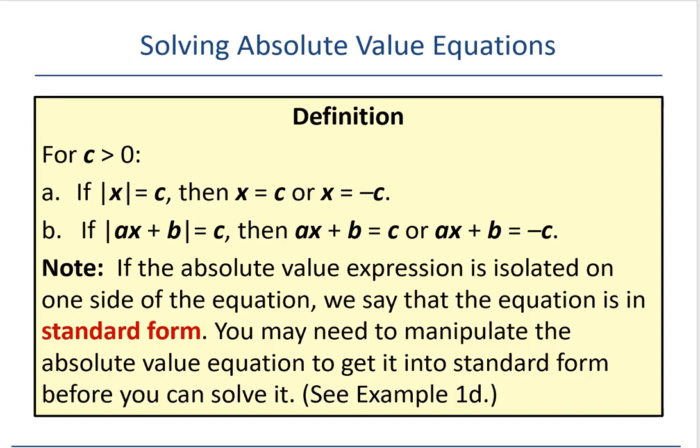So for any constant c greater than 0, if the absolute value of x is c, then you can have two values: x can be c or -c. That's what we just saw. If it could be 7, then it could be 7 or -7, because we're talking about distance. And if you have an expression inside the absolute value, you're going to have two answers. Instead of solving for just one x, we're going to solve for its positive and its negative.